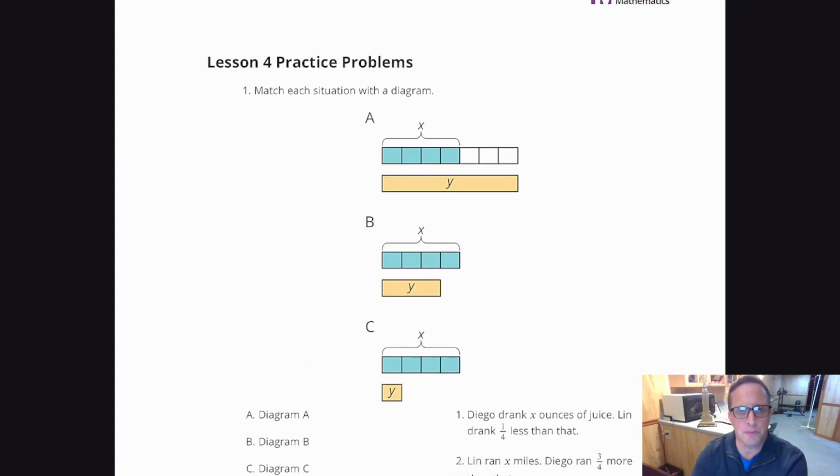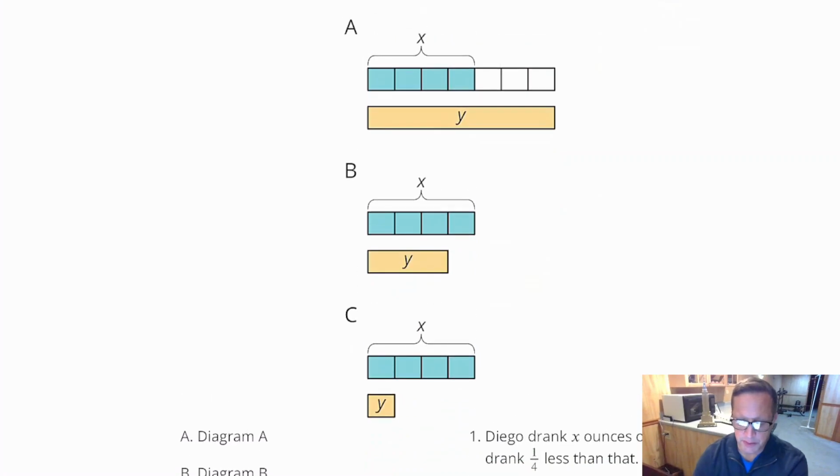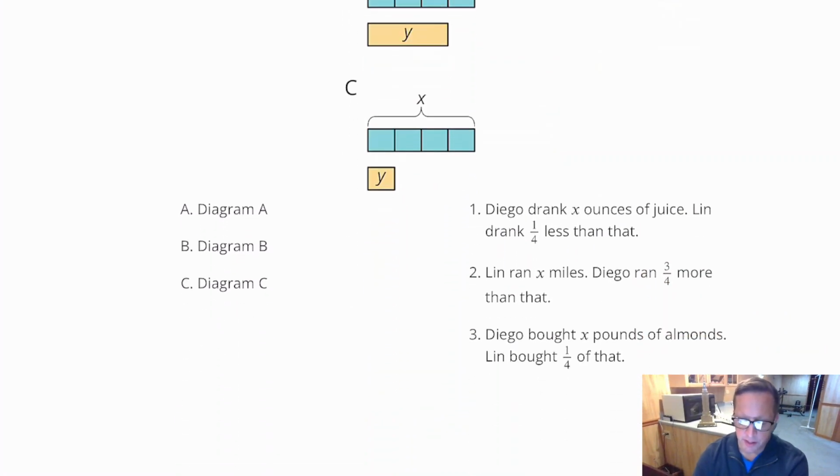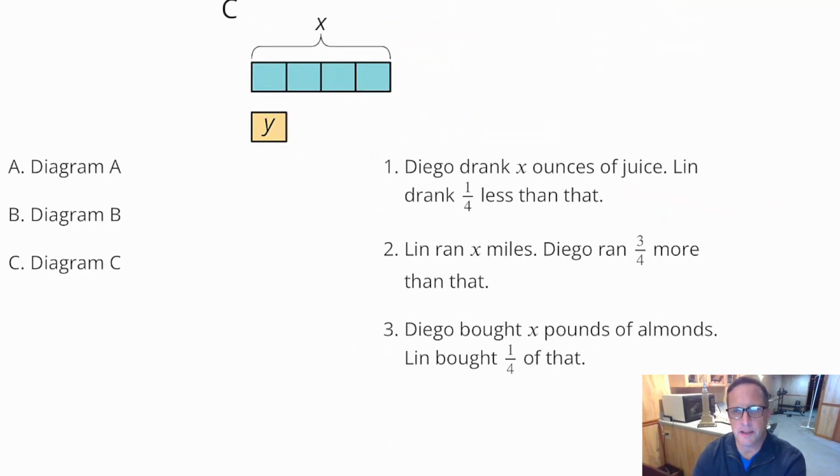Lesson 4 practice problems number 1. Match each situation with a diagram. So we got 3 diagrams, and down here we've got the situations. So number 1 says Diego drank X ounces of juice. Lynn drank a fourth less than that.